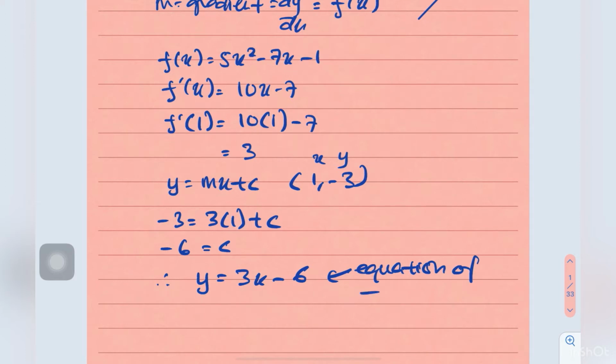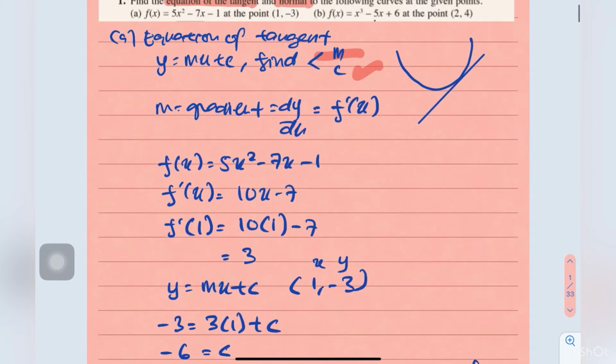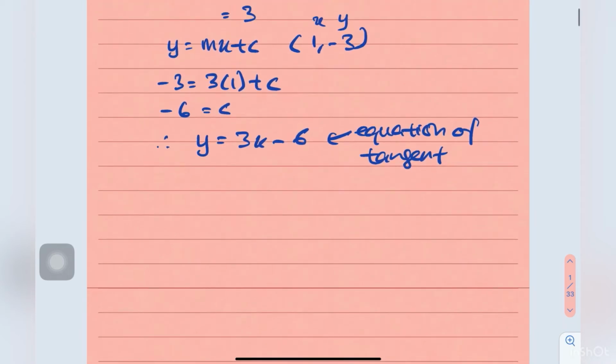Next we have to find the equation of normal. The normal is actually a straight line that passes through the same point, (1, -3), and is always at 90 degrees. Meaning the normal and the tangent are perpendicular. Therefore, the normal is a straight line as well.